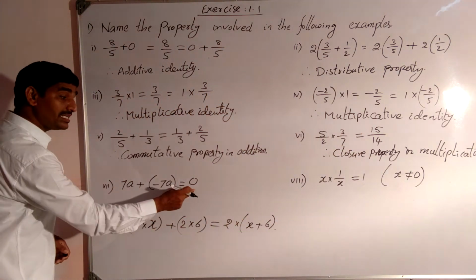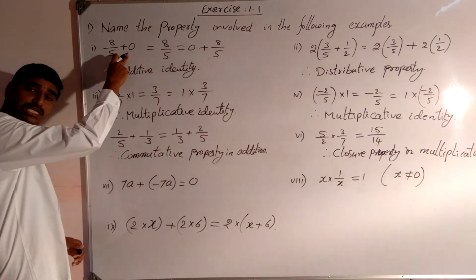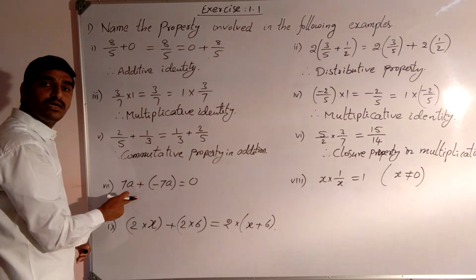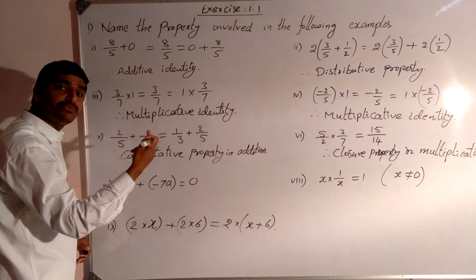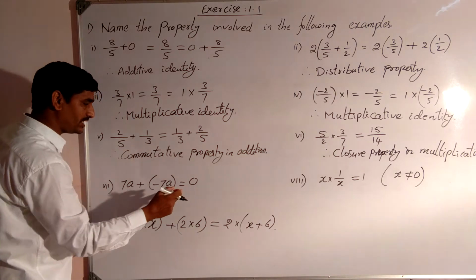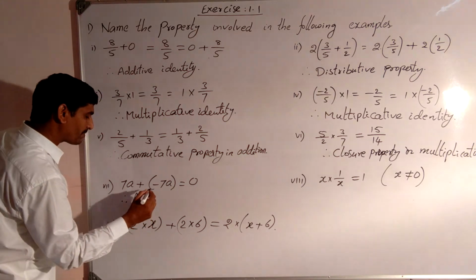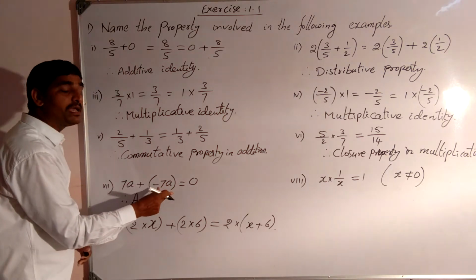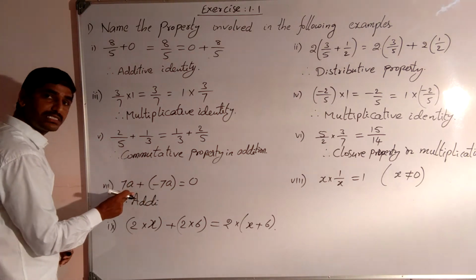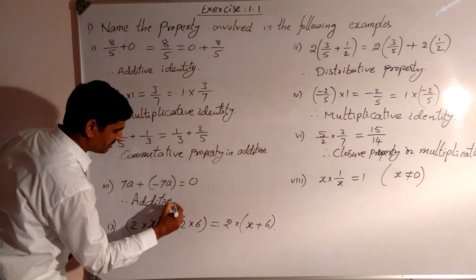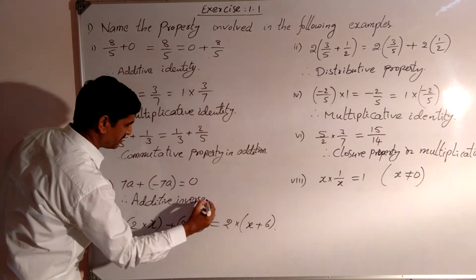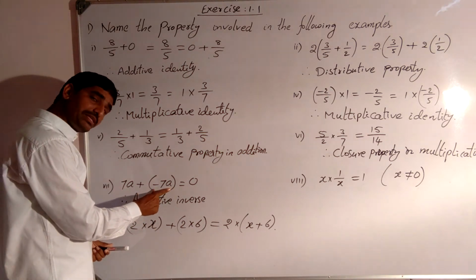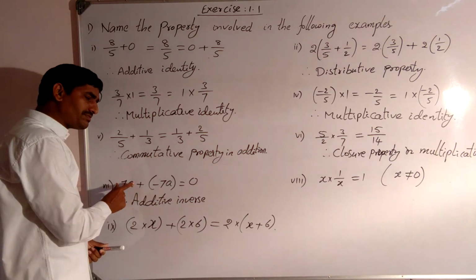Next, the answer is 0. Here, in this question, the answer is 0. Whenever the answer is 0, what are these two? Additive inverse. Whenever the result is 0, therefore, additive inverse. 7a is the additive inverse of minus 7a. Minus 7a is the additive inverse of 7a.